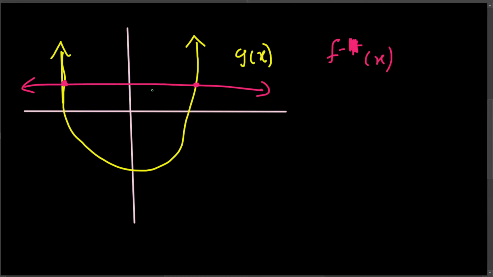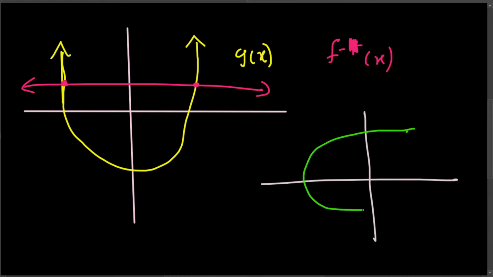And if you look at the inverse of this one, it looks like this. And for this one, if you draw a vertical line, it passes more than one point. Therefore, this is not a function. Now let's look at another example.